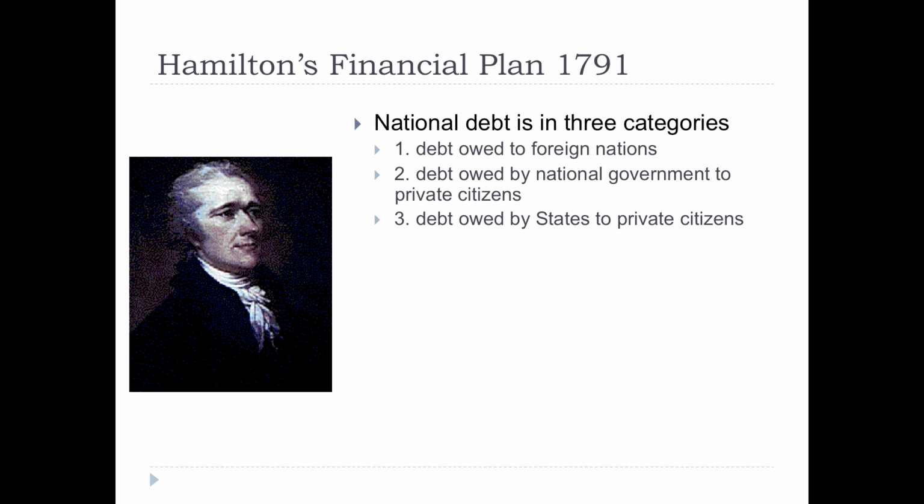He says the debt is in 3 categories. Debt owed to foreign nations, debt owed by the national government to private citizens, and there was also debt owed by states to private citizens. So the states were also in debt, but not all the states were in debt.